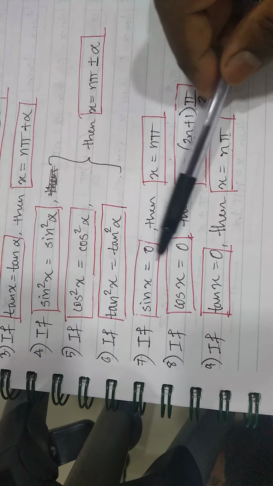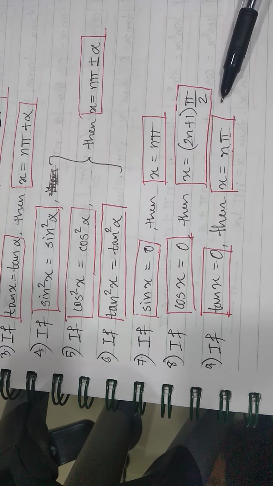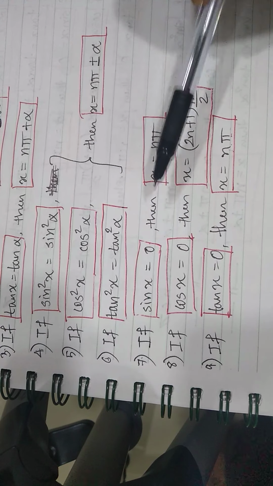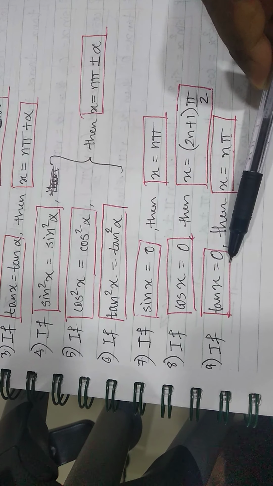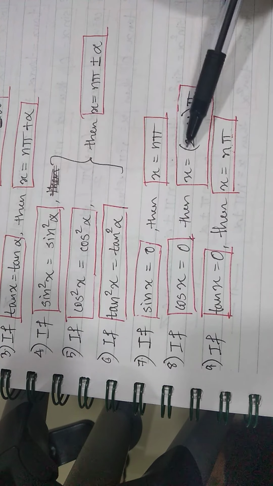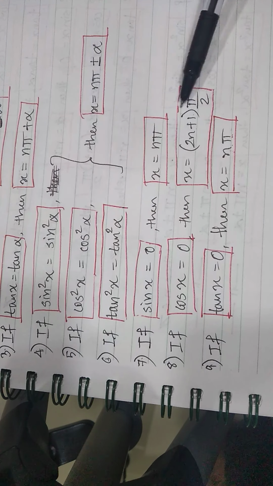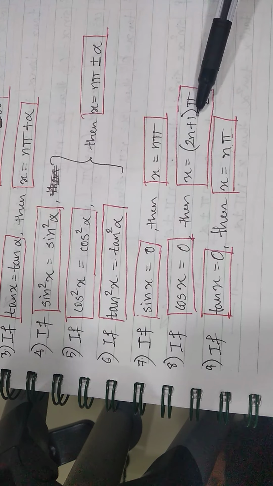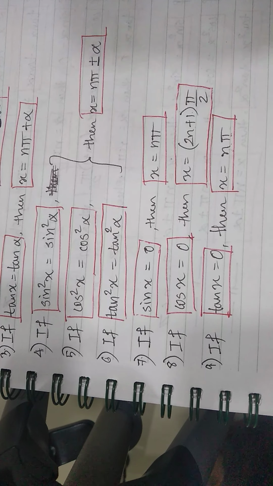Now these are some special cases for which the solutions are given here. For sin x equal to 0 and tan x equal to 0, the solution is the same, n pi. For cos x equal to 0, the solution is odd multiple of pi by 2. 2n plus 1 will always give you an odd multiple. That is something that you can check out.